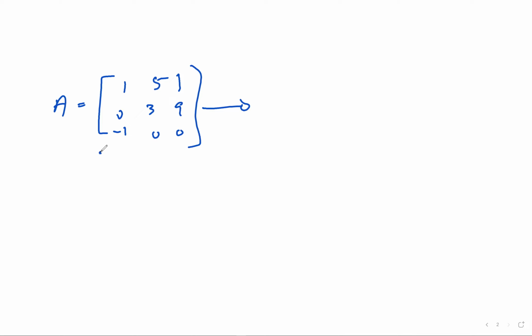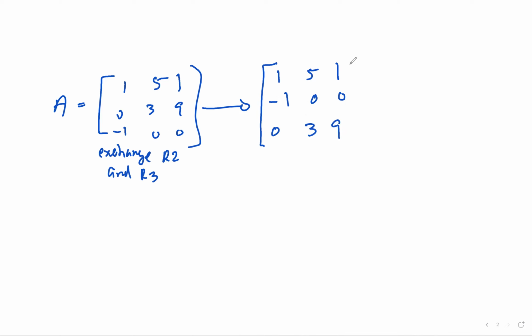So we're gonna exchange row 2 and row 3. If we do that, what is going to happen? I'm going to do it step by step, an extra step so that you can follow. So row 1 stays the same, 1, 5, 1. And then we're going to exchange the 2, bring 3 to 2 and 2 to 3. So that is minus 1, 0, 0. And then we have 0, 3, 9.